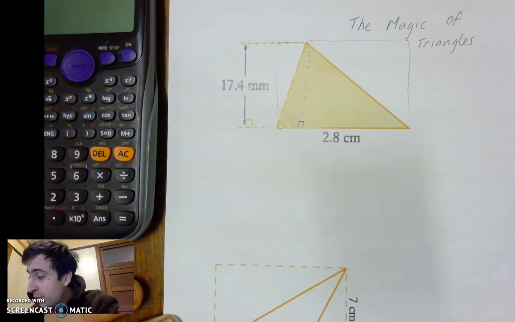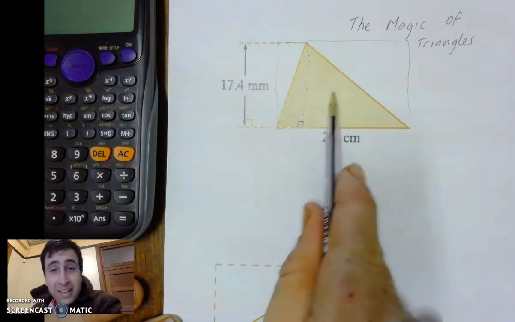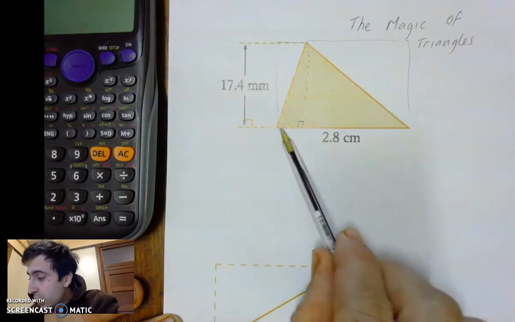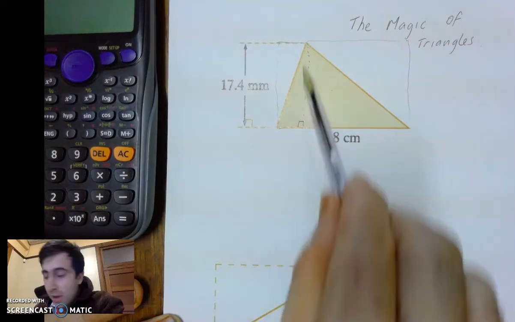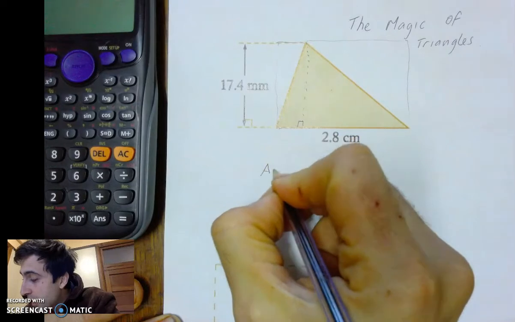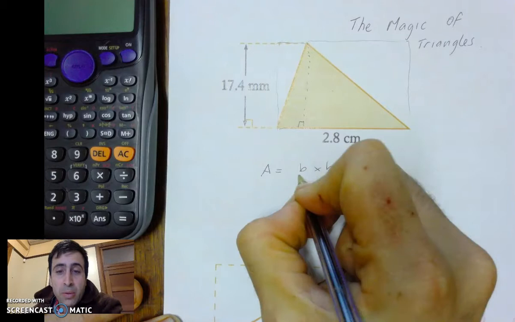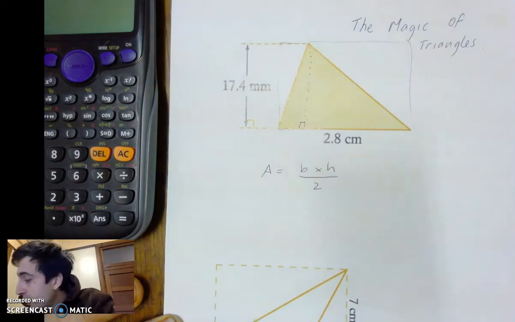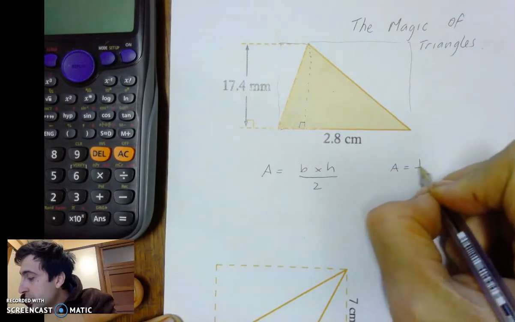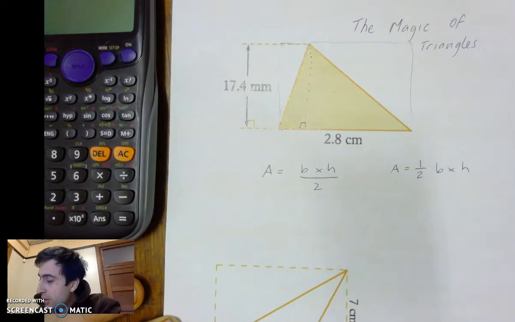We also know if this triangle underneath that's hidden in the rectangle is exactly half of the rectangle, then it's going to be base times height divided by 2. And so what we know is the area of a triangle is base times height divided by 2. And some people also write this as half base times height. It's the same thing.